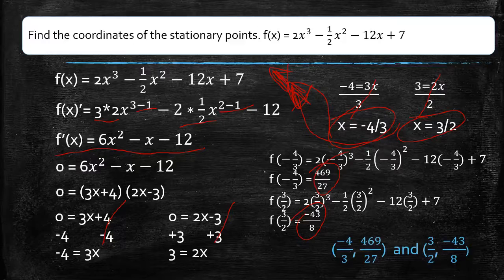So now your final answer is -4/3 with a y coordinate of 469/27, and 3/2 with a y coordinate of -43/8. And these are your stationary points. This concludes example 1.